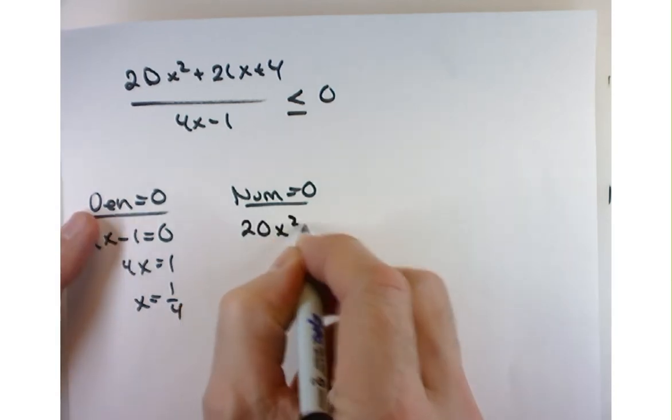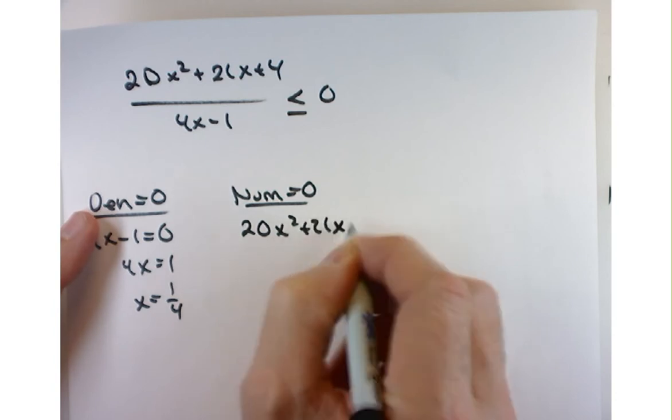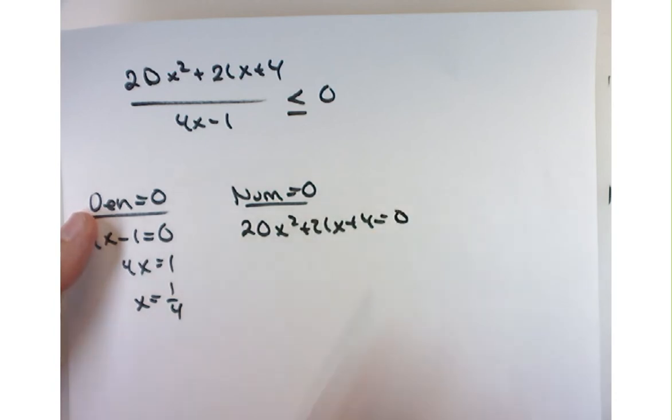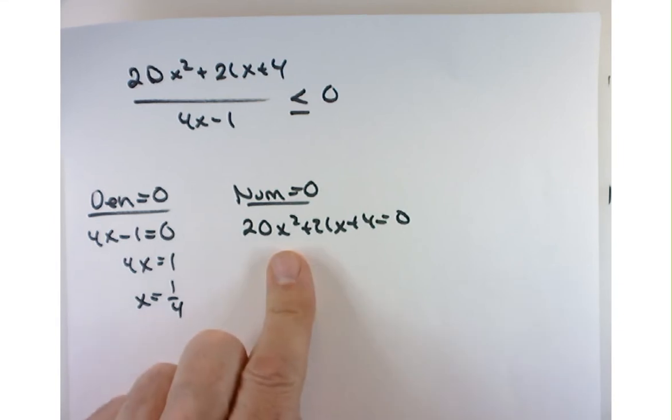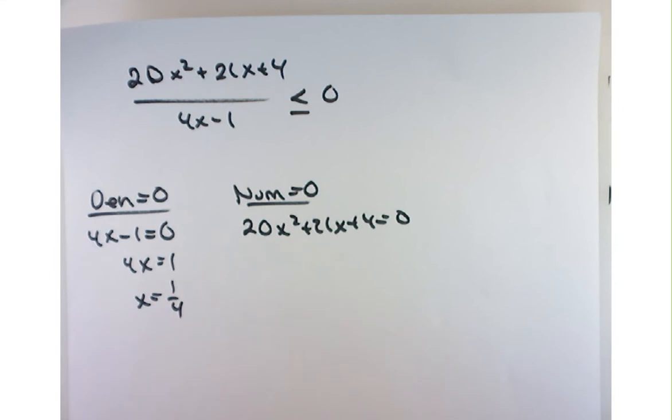20x squared plus 21x plus 4 equals 0. Personally, I was horrible at factoring these kinds of problems when I was a student in Math 1150 at OCC. I was absolutely horrible. But there is relief on the way. Now, you could use the quadratic formula. There's nothing wrong with that. But let me show you something that's actually kind of cool.